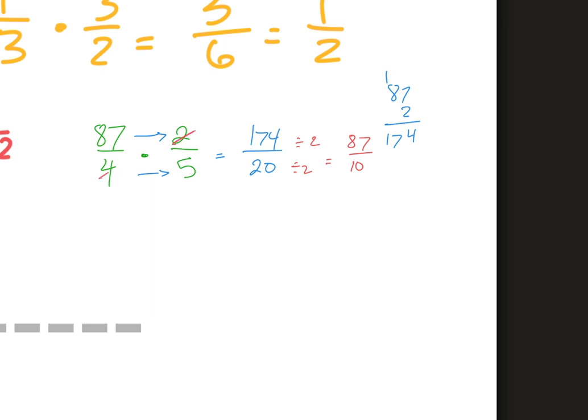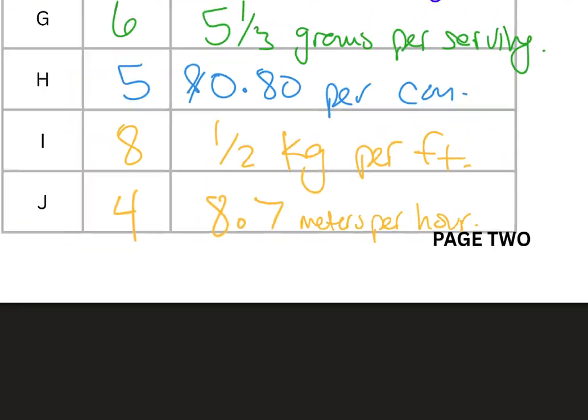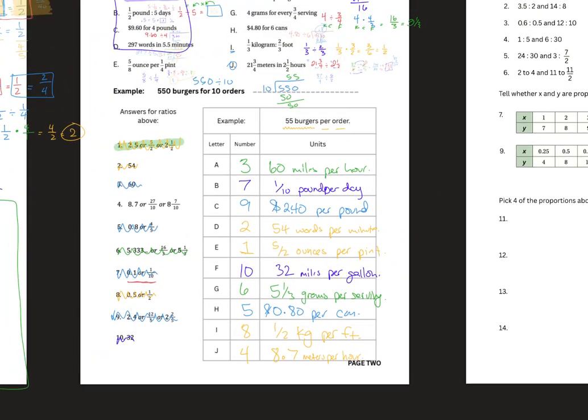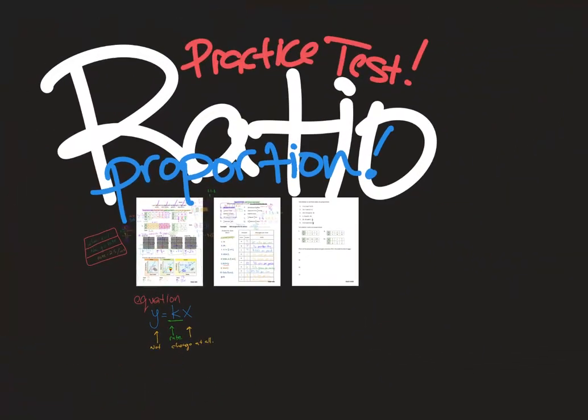So if you're like, how would I have known that I could have done that earlier? That 2 goes into that 4 twice, and there would be 1 left over there. 87 times 1 is 87. 2 times 5 is 10. So it's 87/10, which is 8.7, okay? So there's page 2 of the practice test. Stay tuned for page 3.